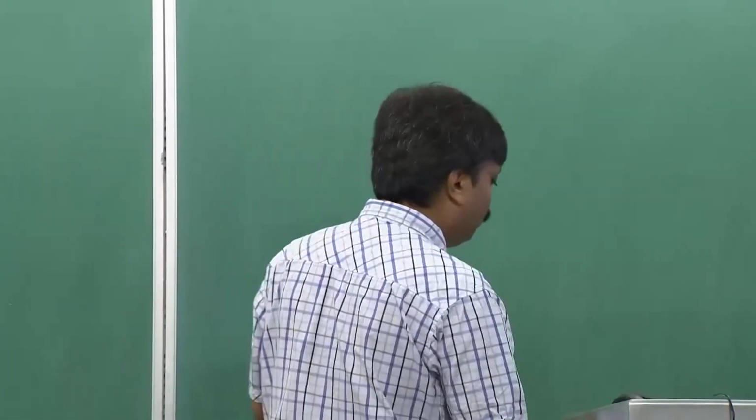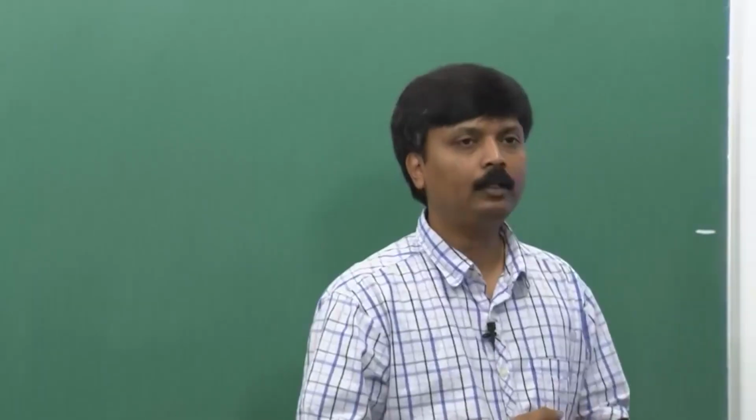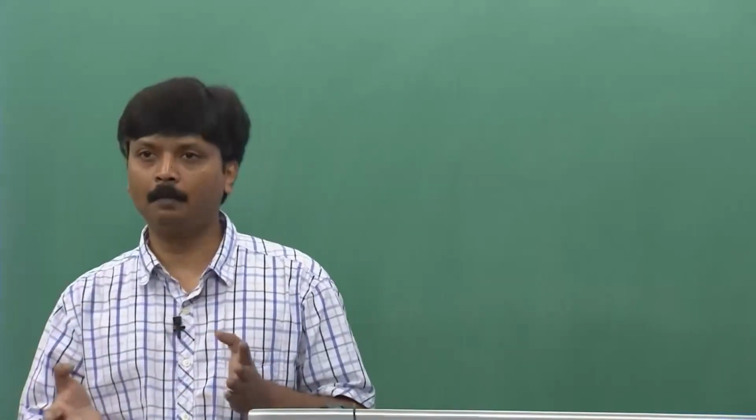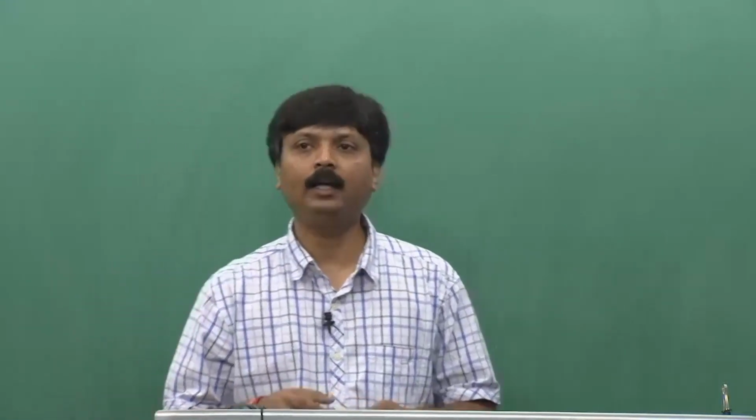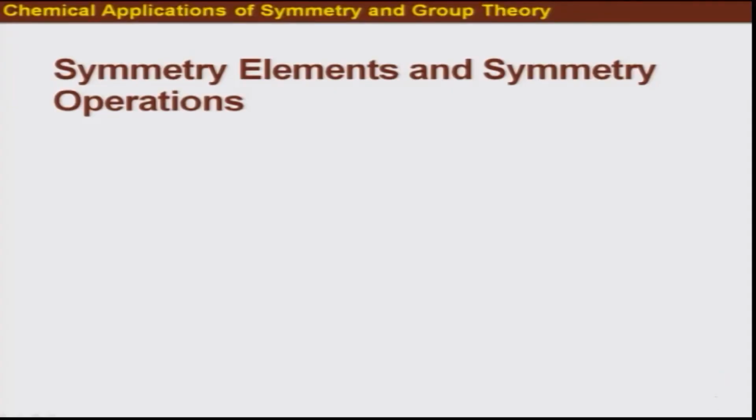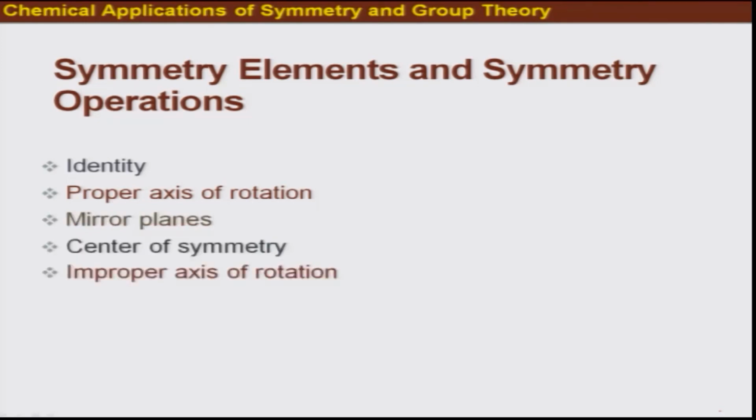And today what we are going to do is find out about the symmetry elements and symmetry operations in a bit more detail. So what are the symmetry elements and symmetry operations that a molecule can have? One can have 5 different symmetry elements, and we can generate several symmetry operations out of those elements. We will look at that in greater detail. So let's look at them one by one.